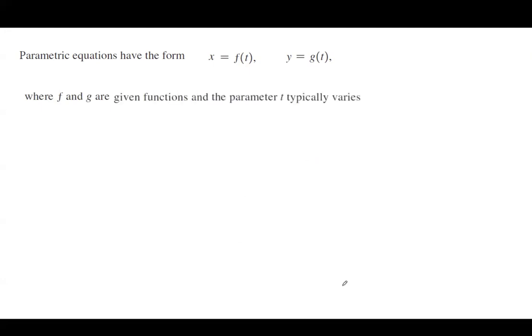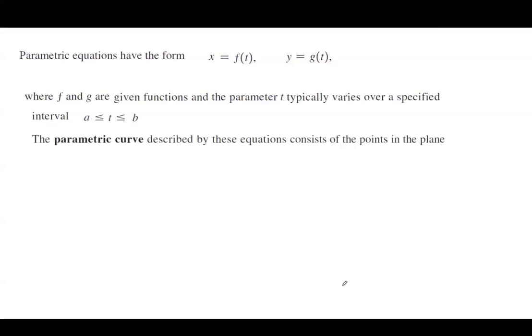Parametric equations have the form x, which is described as a function of the parameter t, denoted f of t, and y, which is a function of t, denoted by g of t. So both x and y depend on t. f and g are given functions, and the parameter t typically varies over a specific interval. For example, you can write t bounded between a and b inclusive.